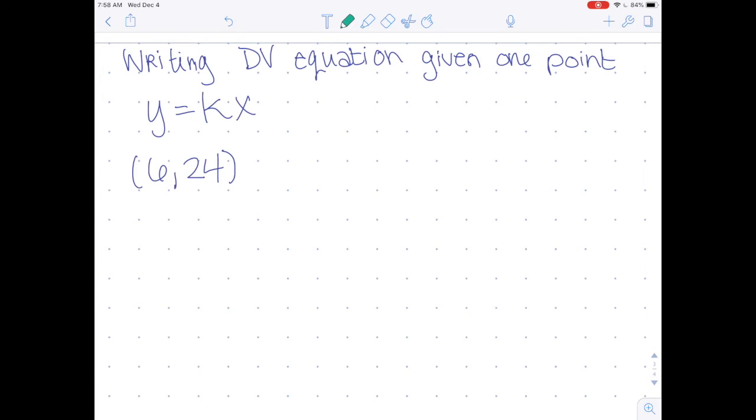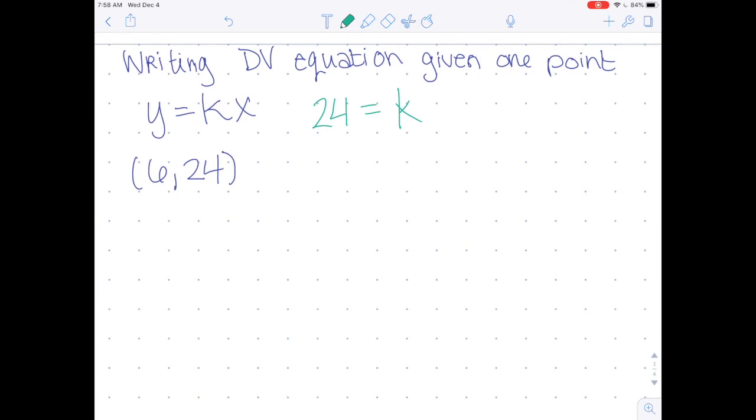So we're going to plug in 6 and 24 for x and y. So 24 equals k times 6. We need to solve for k, so the opposite of k times 6 is divided by 6. 24 divided by 6 is 4, so our constant of variation is 4. So now I can write the equation of the direct variation. Y equals k, which is 4, times x.